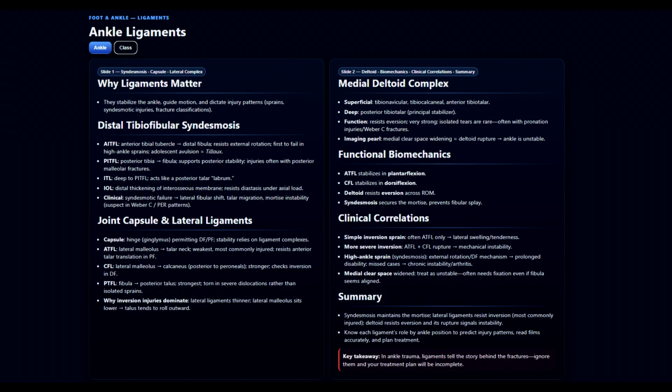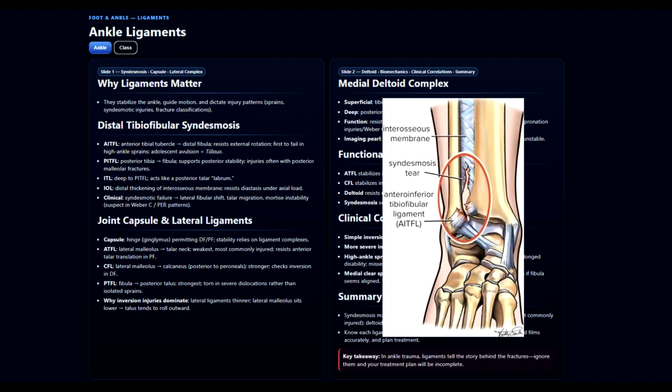The ligaments of the ankle, the structures that provide stability, guide motion, and determine how the ankle responds to injury. Without understanding the ligaments, it is impossible to fully grasp the mechanics of ankle sprains, syndesmotic injuries, or even the classifications of ankle fractures we have already studied. The syndesmosis, guardian of the ankle mortise.